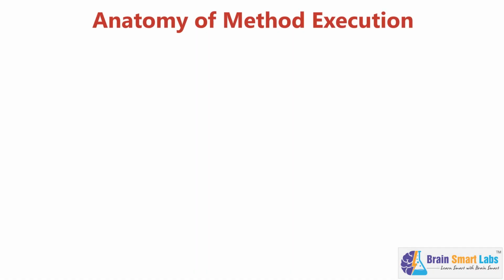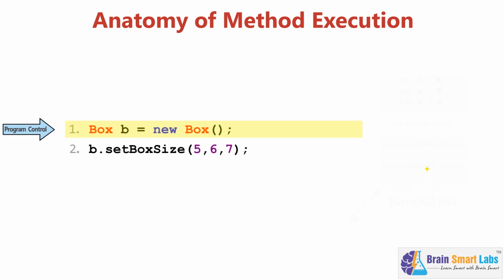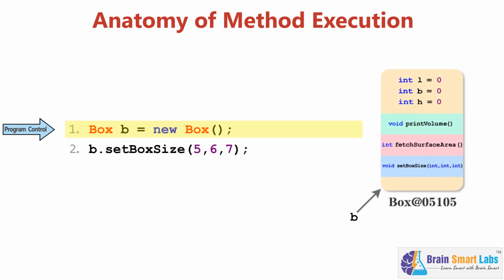In this section, I will be teaching you how methods in an object are executed inside our JVM. The code you see below represents creating a new Box object in the first line and invoking the setBoxSize method in the second line. When you compile this code by pressing Ctrl 1 and run the code by pressing Ctrl 2, as the code says Box b = new Box, a new Box object is created in the JVM heap memory.